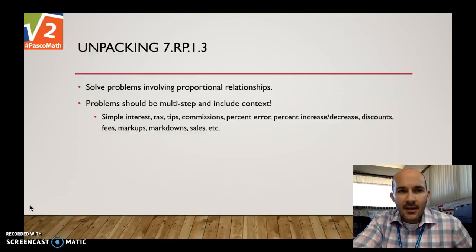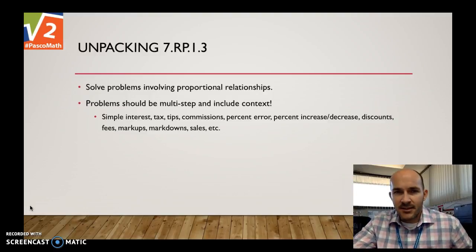So when we unpack it, first is they need to solve problems involving proportional relationships. Problems should be multi-step and include context, and so that context is huge. And again, that context is a lot around sales, and so interest, tax, tips, commission, percent error, increase, decrease, discounts, fees, markups, markdowns. So you can see how vocabulary is very important for this standard as well.